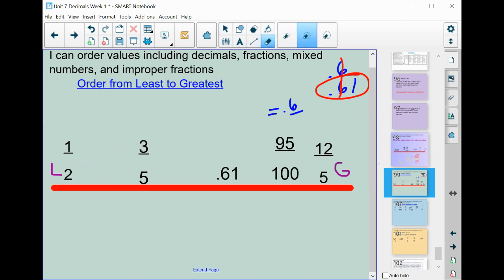Okay, now don't think of this line as a number line because it really isn't, but think about the position of your number. So it doesn't matter if we put 3/5 over here closer to 1/2 or over here, as long as they are in order from least to greatest. That's all we care about. Okay, that is it.